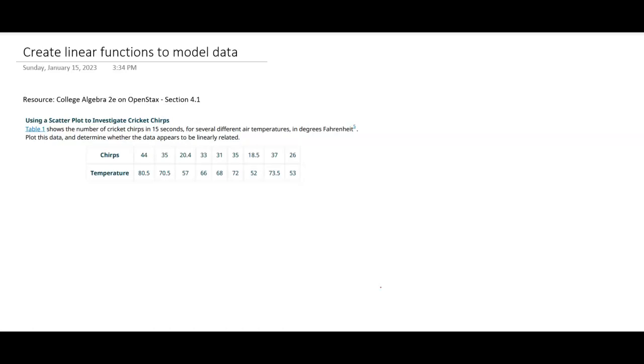This video is going to go over linear functions with model data and what we can do to find some data trends in real world situations. So we're going to look at a scatter plot, and this table here shows the number of chirps in 15 seconds at different air temperatures in degrees Fahrenheit. We want to plot the data.